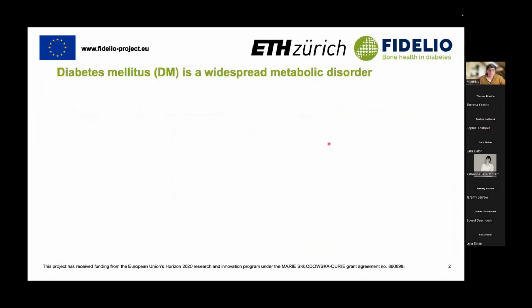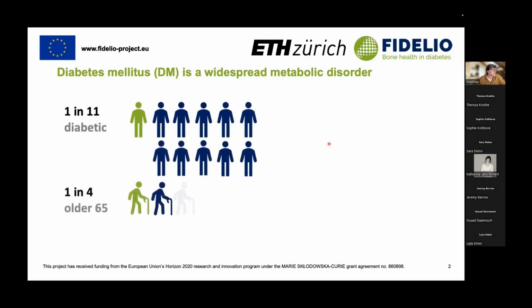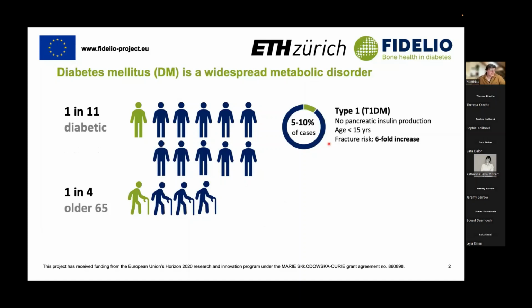As many of you are probably familiar, diabetes mellitus is a widespread metabolic disorder, and it's affecting 1 in 11 adults worldwide, and even 1 in 4 in the age group older than 65, and numbers are steadily increasing. So there are 2 types of diabetes: type 1 diabetes, where patients have no pancreatic insulin production.